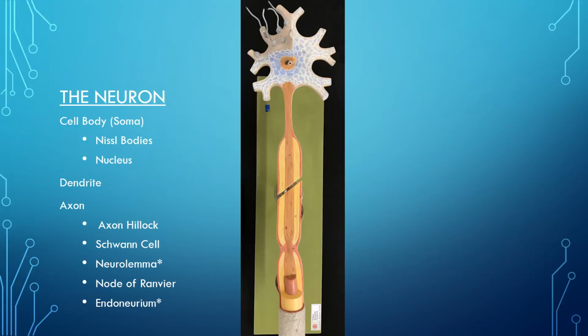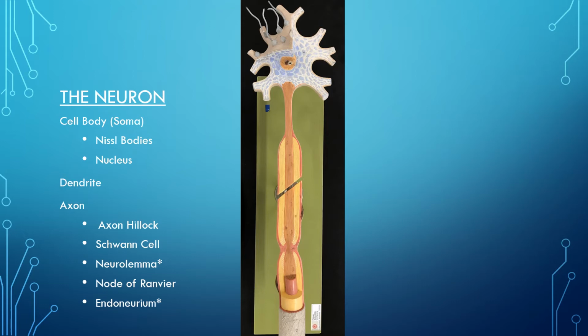This is a model of neuron anatomy. This model represents a multipolar neuron, and multipolar neurons are the most common type of neuron in the body. Their main function is to communicate information between the components of the central nervous system and those of the peripheral nervous system. You should be able to identify the structures listed on the left side of this slide.